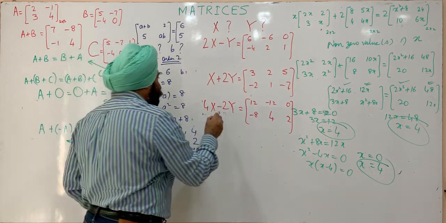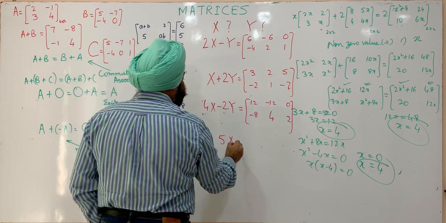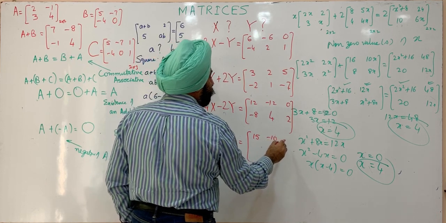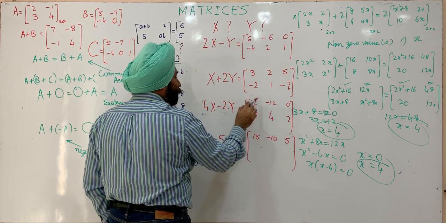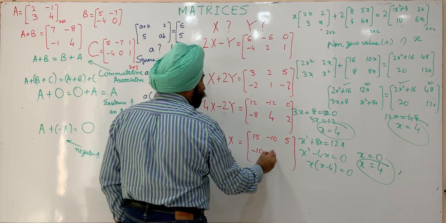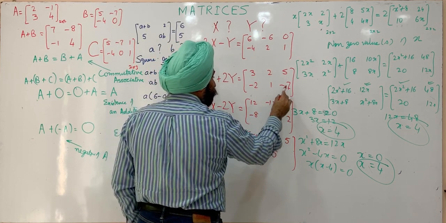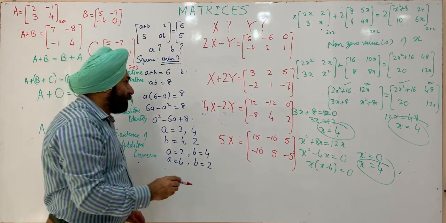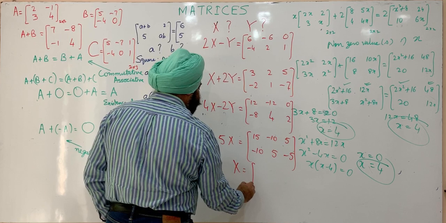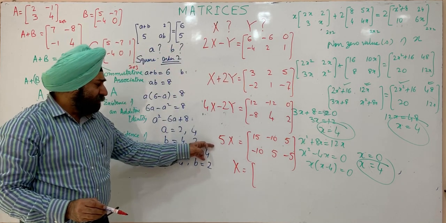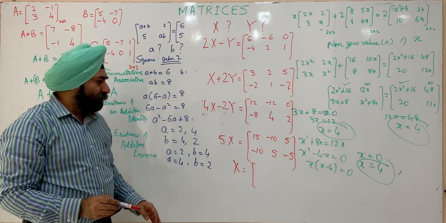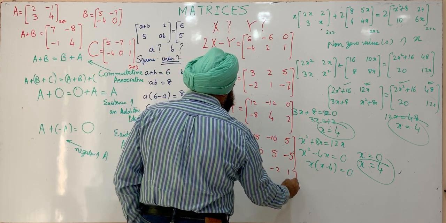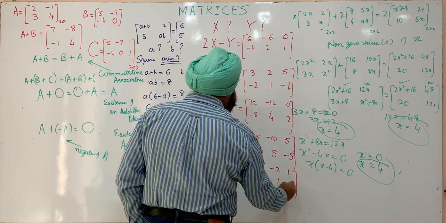We add. Adding, we get x plus 4x, that is 5x. This is equal to, this is 15, this is minus 10. This one is 5. This plus this is minus 10. We have 1 plus 4 equal to 5. Minus 7 plus 2 is minus 5. We have 5x equal to this, or x is, now for x we divide each element of the matrix by 5 to get 3 here, minus 2, this is 1, minus 2, 1 and minus 1.